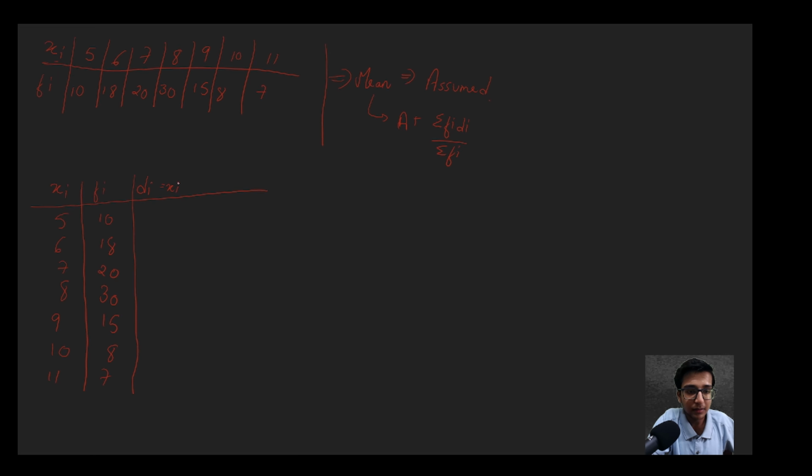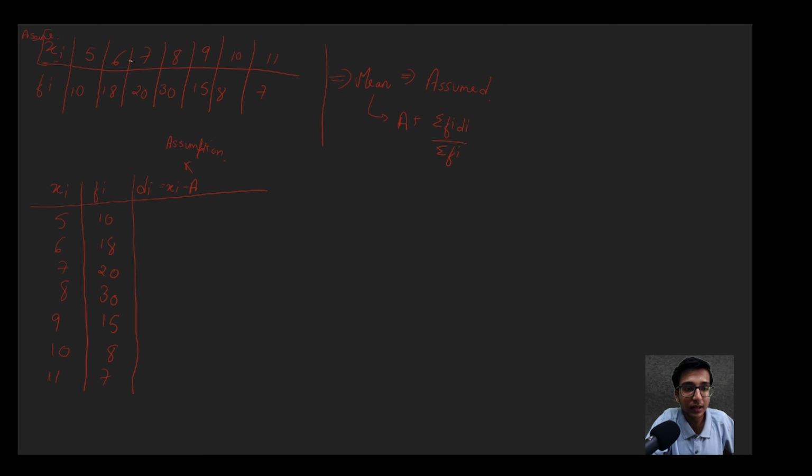Which is xi minus a. Now a is our assumed number, assumption. Now what is the number that we are going to assume here? A is basically a number which you take from the x class, from the x axis only. So from here only you have to assume a number. Now how are you going to assume the number?